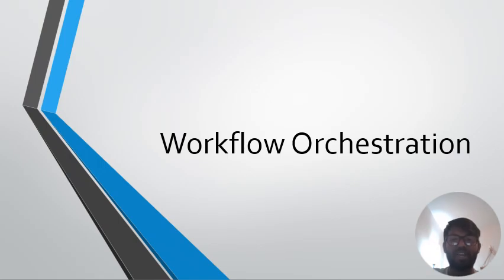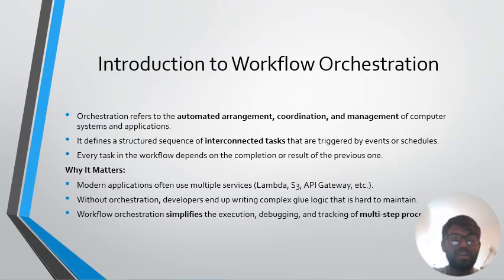Hi friends, in week 9 we are exploring workflow orchestration in AWS. Introduction to workflow orchestration. First we need to know what orchestration means. It refers to the automated arrangement, coordination and management of computer systems and applications. It defines a structured sequence of interconnected tasks that are triggered by events or schedules. Every task in the workflow depends on the completion or the result of the previous one.